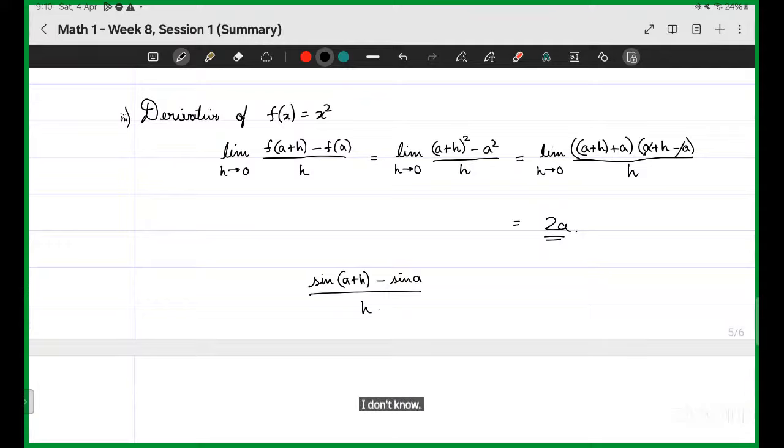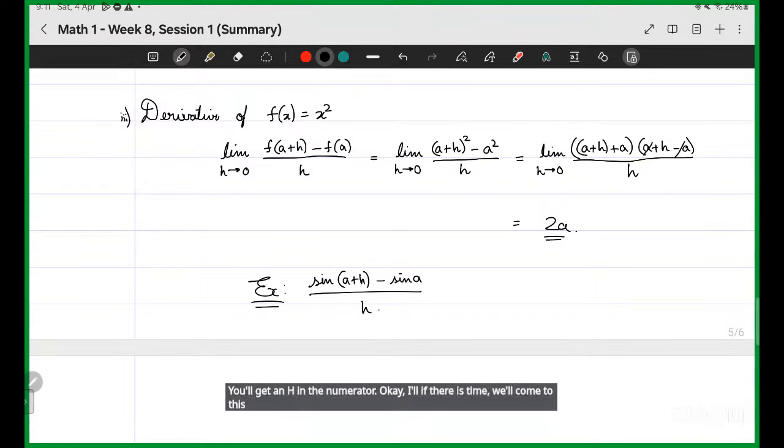Anyway, we'll not go into that. This also can be done. Sin a times cos h minus 1. Yeah, even that can be simplified. You'll get an h in the numerator. Okay, if there is time, we'll come to this at the end using first principles.